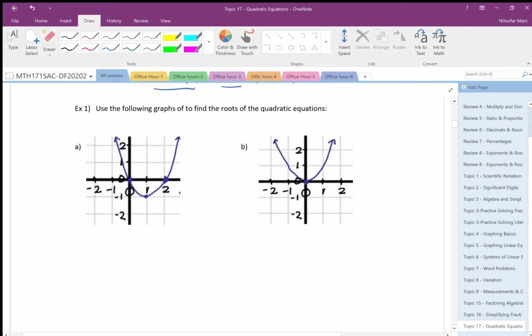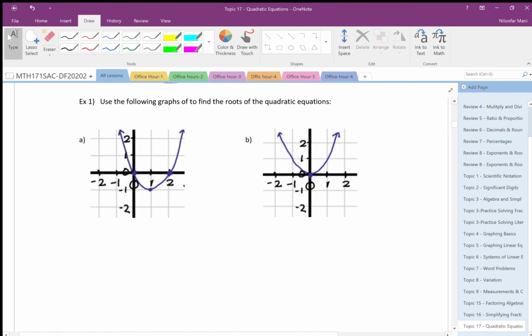Okay, so let's just look at these graphs. Let's say I just give you the graph. You just look where the graph touches the x-axis. The graph touches the x-axis here and here. So x equals 0, x equals 2. Both of them are the roots for the equation whose graph is here, and I don't know what the equation is. I just see the graph. How about here? Here is just 1 point touching, and it's x equals 0.